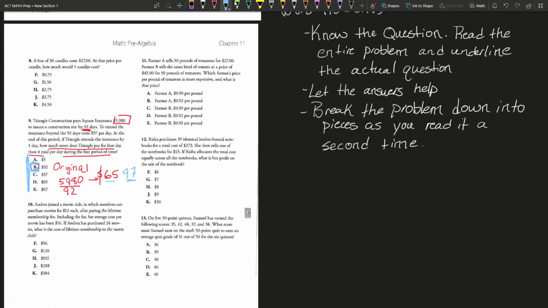Does that make sense? Where doesn't it make sense? Okay. All right, so again, we have to figure out what the question is actually asking. How much more are you paying for that 93rd day than you do the original 92? So then we have to do two things. We have to find out how much we're paying per day originally, and then compare that to how much we're paying for that 93rd day. We're given the 93rd day, that's 97, and we have to find the first 92. Other questions on any other of the problems?